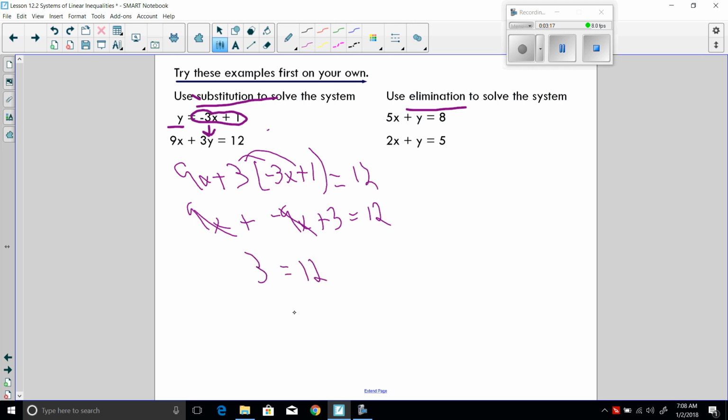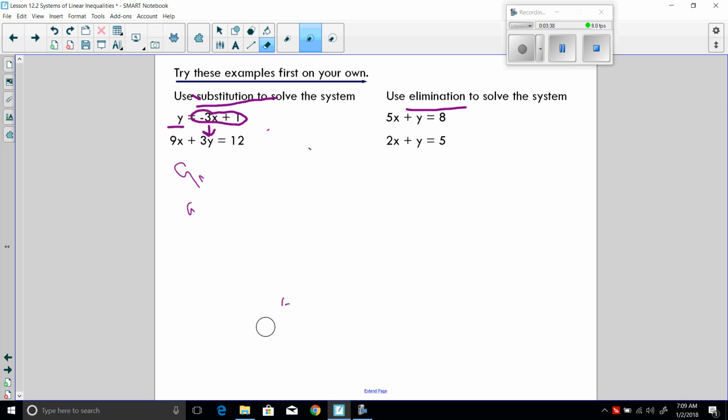And if you remember what happens here, what we have is a false statement, and this is no solution. That means if you were to graph these two lines, they would never intersect. They would have the same slope but different y-intercepts. Okay, so that's the first one using substitution. Let me get rid of this so I can have more space.